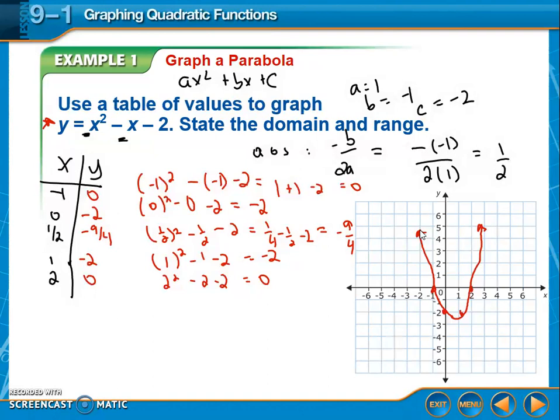Okay? And the last step I want to do is state the domain and the range. So my domain, remember, is the x values that are found in this. So this is going to keep going this way, and that's going to keep going that way. So my domain is going to be all real numbers. My range is the y. It starts down here at negative 9 over 4. That's the smallest value I have, and then everything is greater than that. So my y values are going to be greater than negative 9 over 4. Greater than or equal to, actually. Okay? And that's number 1.